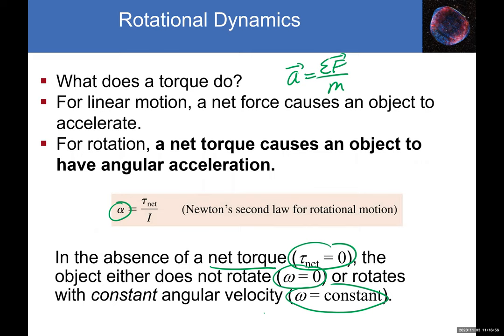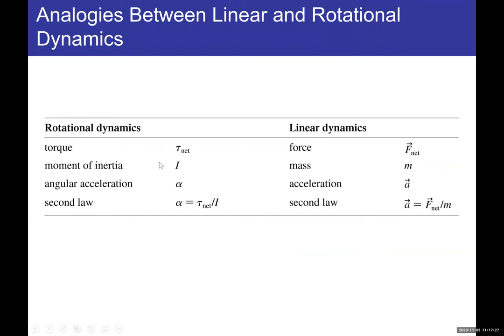The object either does not rotate at all because all the net torques cancel, or it moves at a constant rate where omega is constant. Because if the net torque is zero, then alpha is zero. For example, omega final equals omega initial plus alpha times t. If alpha is zero, that means omega doesn't change. Before and after is always the same.